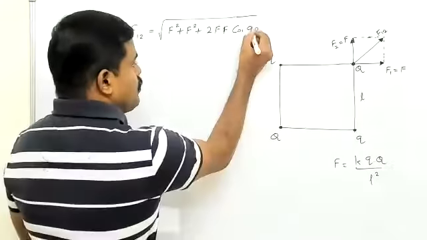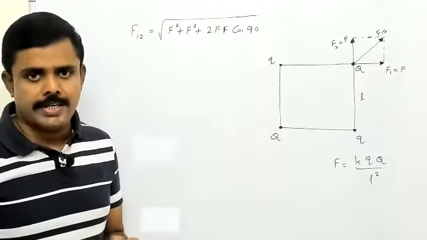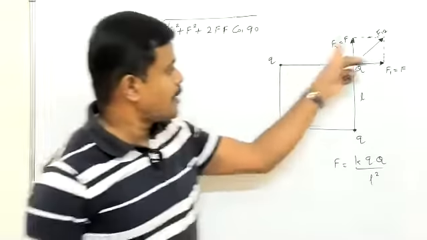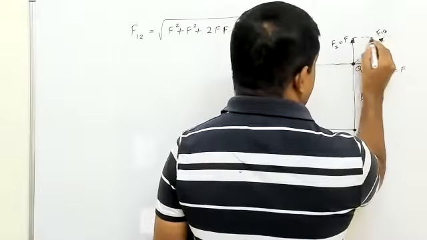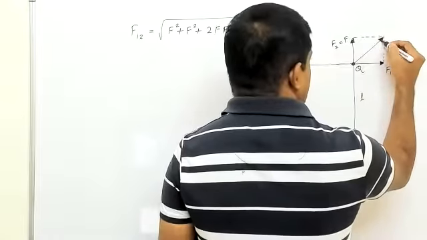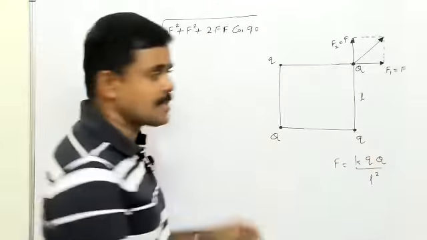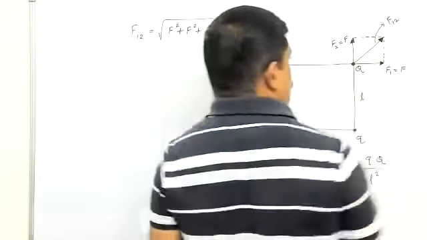Because I told you, when you add vectors, you must take the parallelogram law of vector addition. What is the parallelogram law of vector addition? You must complete the parallelogram over there. This is the parallelogram, right? And you must find their resultant. Look at this, the diagonal of the parallelogram is the resultant. So this is my F12, the resultant of 1 and 2.